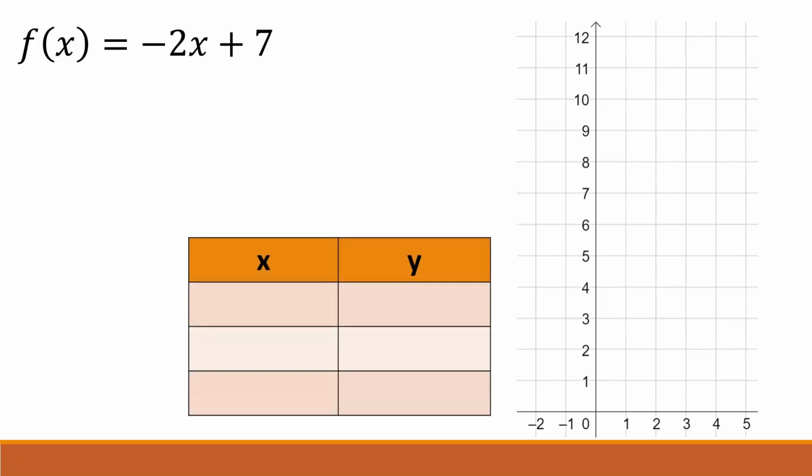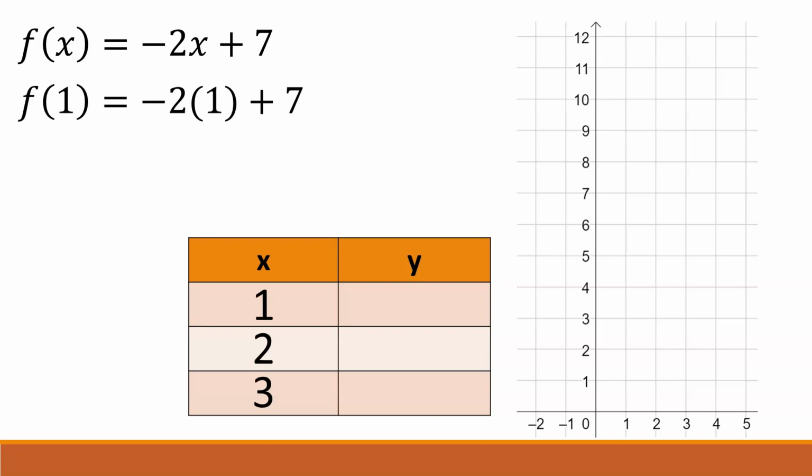So before we graph the points, we need some points. So let's find some input-output pairs for this equation. And once again, let's make this easy on ourselves. Let's go ahead and put nice simple numbers in for our inputs. So 1, 2, and 3. Okay, let's find the matching outputs. So when x is 1, y is negative 2 times 1 plus 7, which is 5. So there's 1 point, 1, 5. When x is 2, y is negative 2 times 2 plus 7, which is 3. And when x is 3, y is negative 2 times 3 plus 7, which is 1.